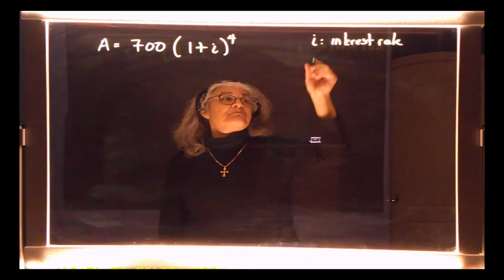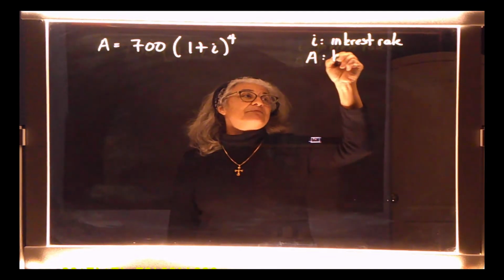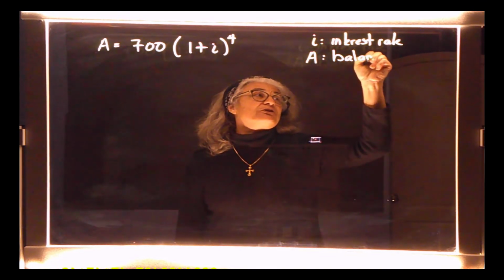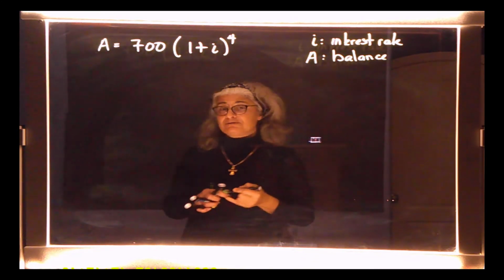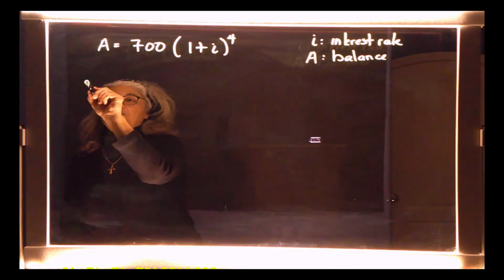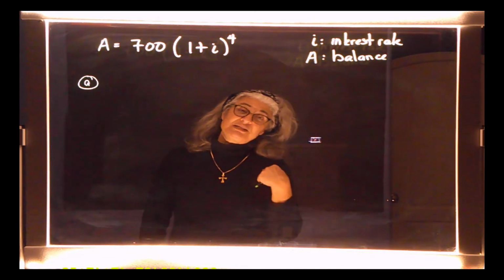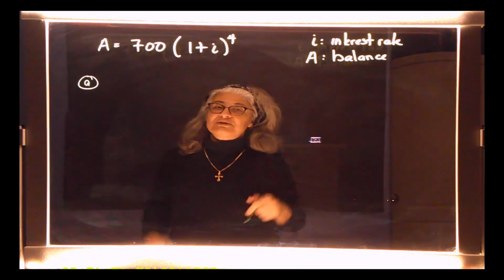And A is the, I'd say the balance. It's the amount it's going to grow to. So that's the balance basically, right? Okay, so let's look at part A. Part A is asking for the rate of change. Well, if it wants the rate of change, that means we need to find the derivative.